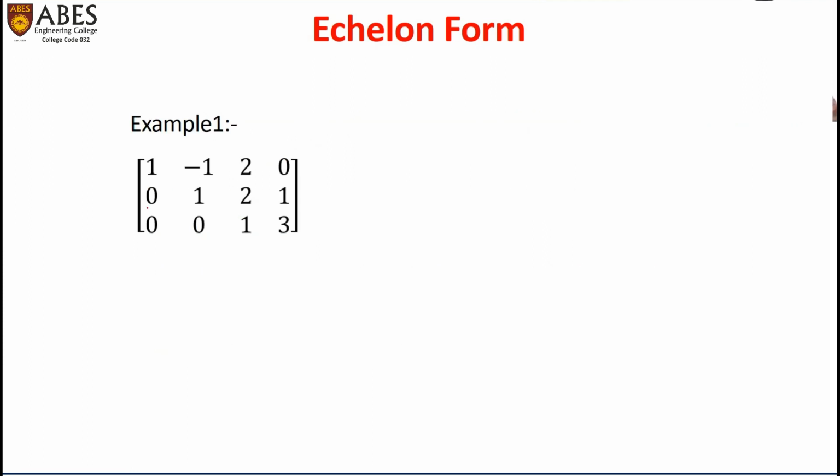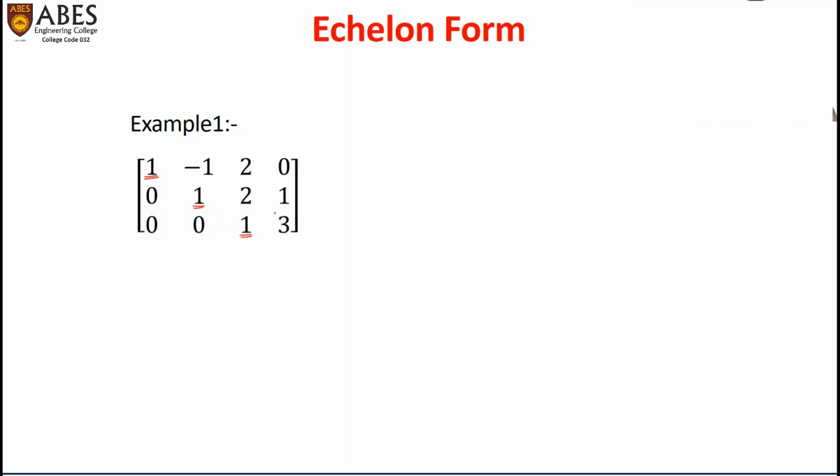The first example is here. The first non-zero element in the first row is unity. In the second row, the first non-zero element is unity. And in the third row, the first non-zero element is unity. So the first condition of the echelon form is satisfied. In the second row, we have one 0. In the third row, we have two 0s. So the zeros are in increasing order, that is the monotonically increasing order, and the second condition is satisfied.